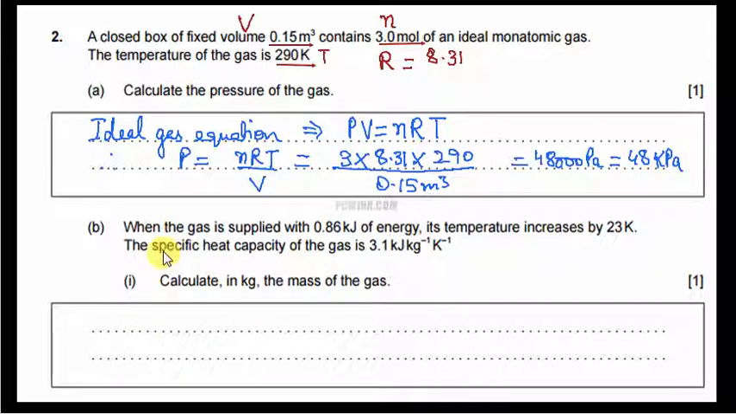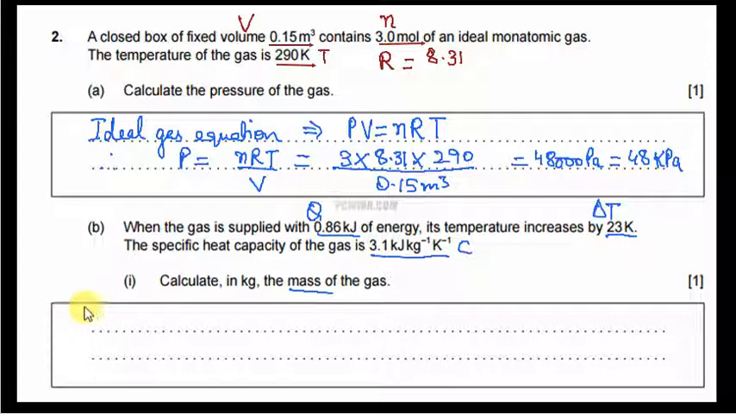And in the next part we have when the gas is applied with 0.86 kilojoules of energy, its temperature increases by 23 Kelvin. So we are supplying Q, the energy of 0.86 kilojoules. The temperature increases by 23 Kelvin. That means you have delta T, that's the change in temperature, and the specific heat capacity of the gas is 3.1 kilojoules per kilogram per Kelvin. So we have C. Now we are given all these 3 parameters, and you have to calculate in kilogram the mass of the gas.